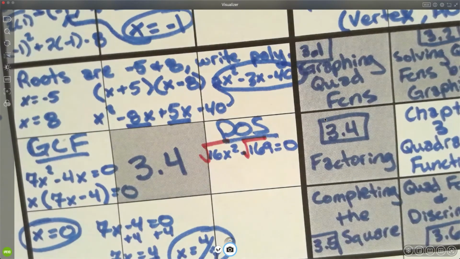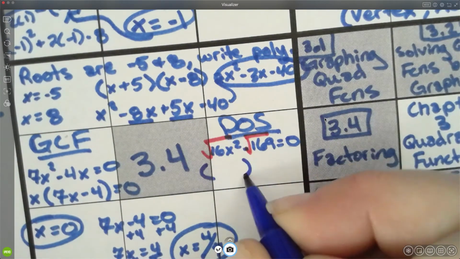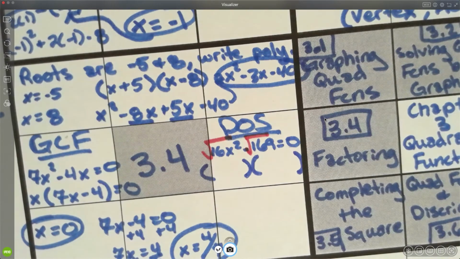Difference of squares. You can take the square root of both pieces, right? So I want to factor him down. I want to break him into 2 little bubbles. So what's the square root of 16? Wait, will this have a negative? No. Is it negative 169? No, because when you move him to the other side, he would be 169. Okay. What's the square root of 16x squared?